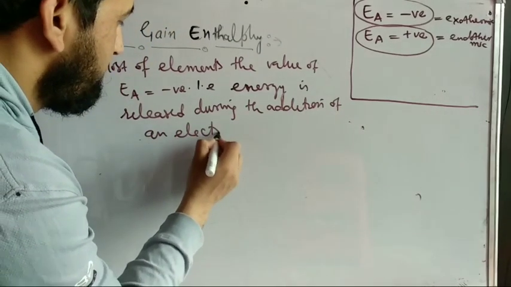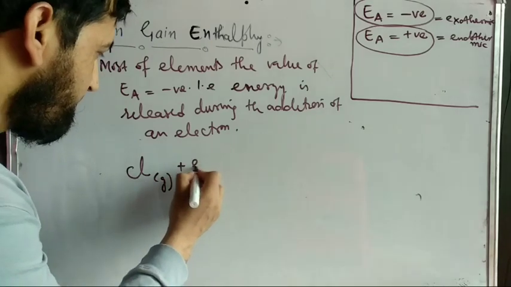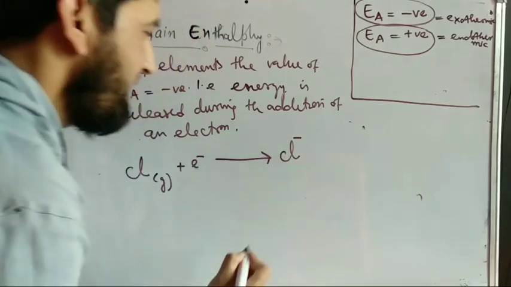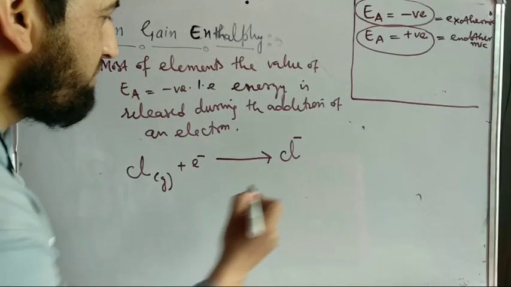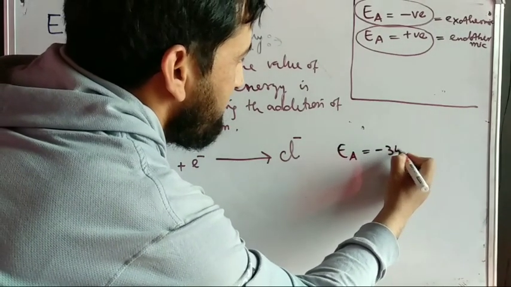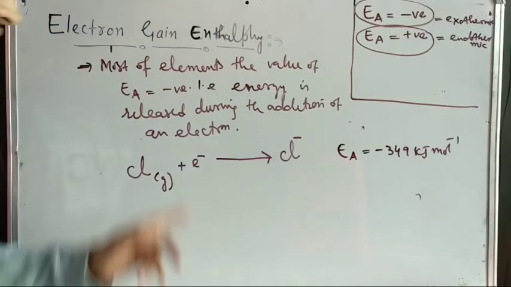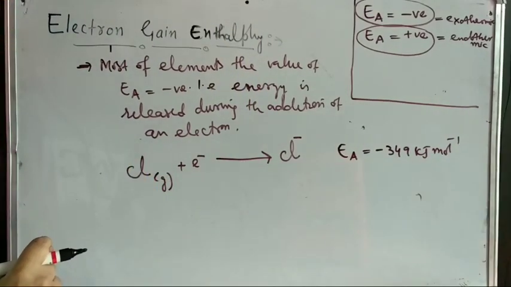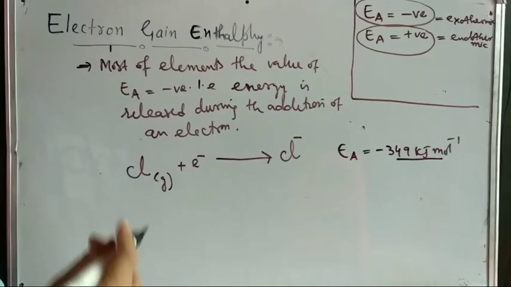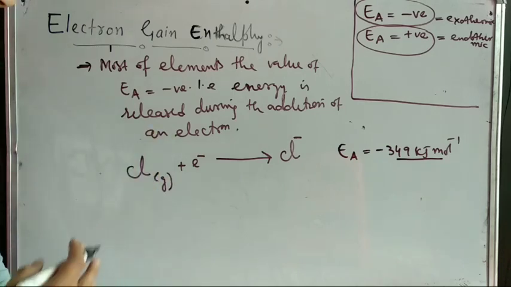For example, if we add an electron to an isolated chlorine atom, it results in the formation of the chloride anion. And experimentally it has been found that the value of EA for this process is minus 349 kilojoules per mole. That means during the addition of an electron to the neutral chlorine atom, 349 kilojoules per mole of energy is released. So chlorine has a negative electron gain enthalpy.